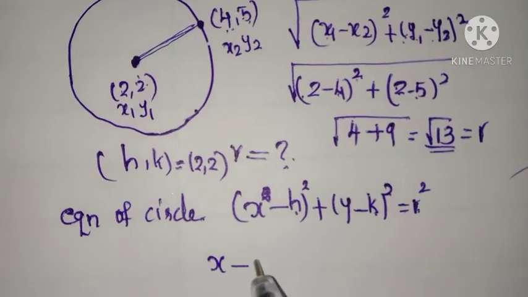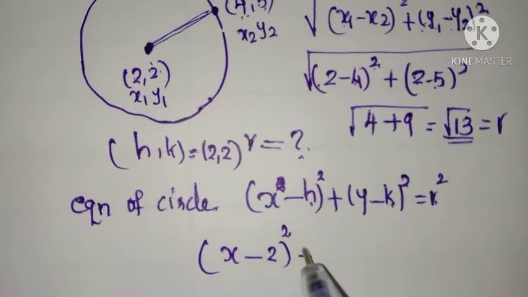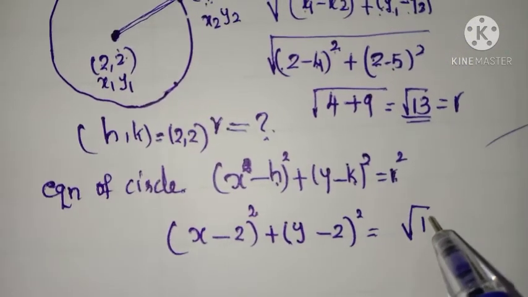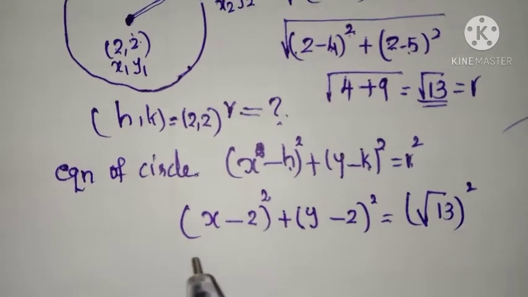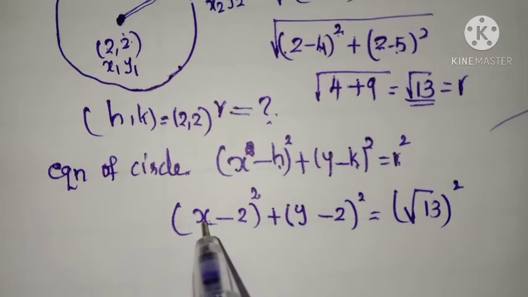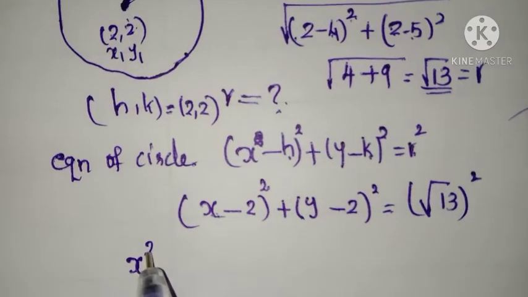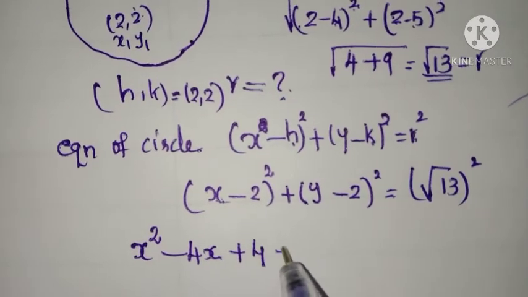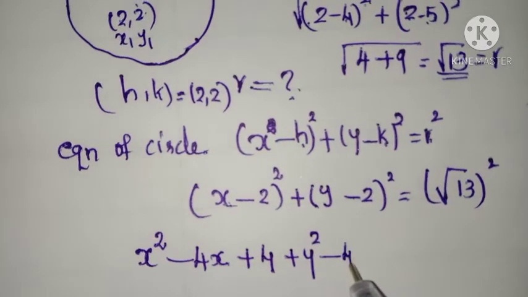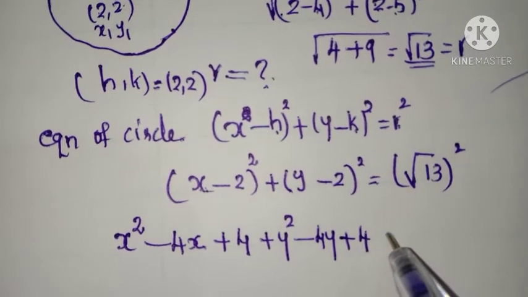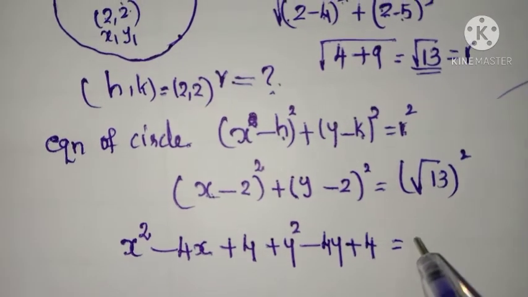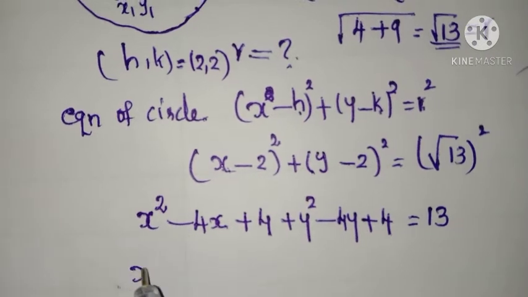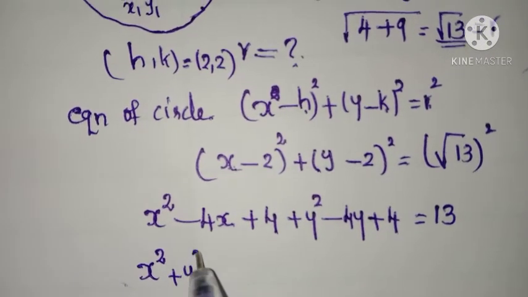So this becomes (x minus 2) the whole square plus (y minus 2) the whole square equal to root 13 whole square. Now expand using (a minus b) the whole square. So this becomes x square minus 4x plus 4 plus y square minus 4y plus 4 equal to root of 13 square, which is 13.